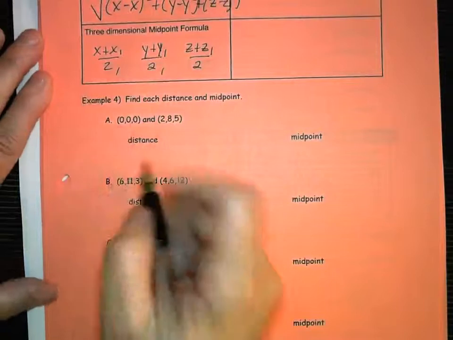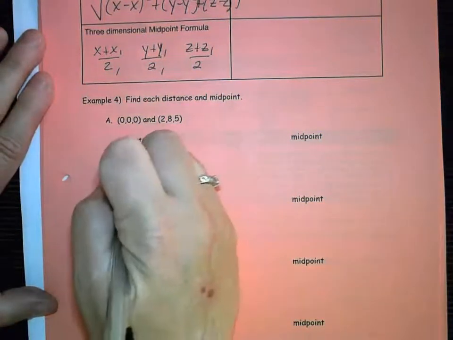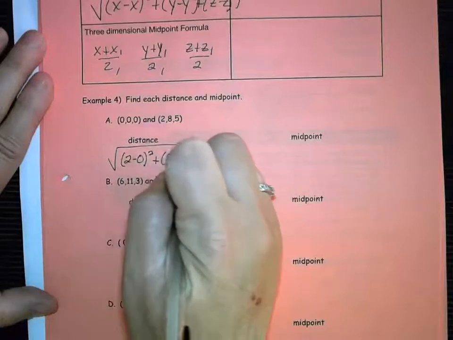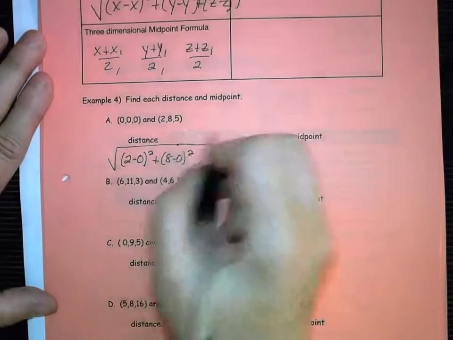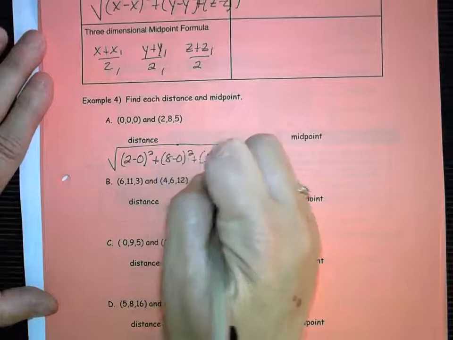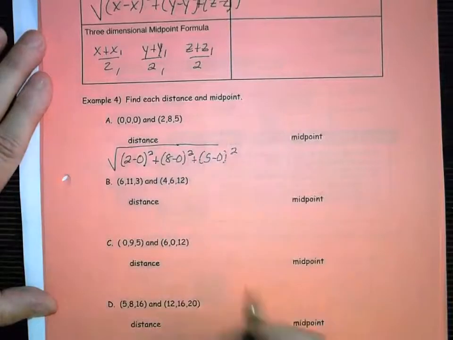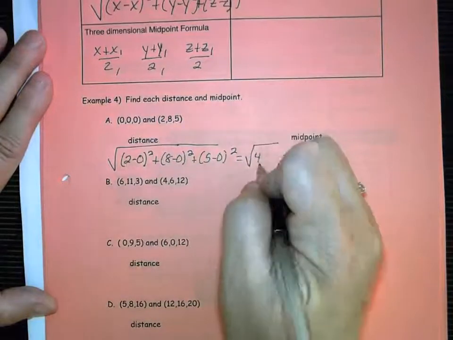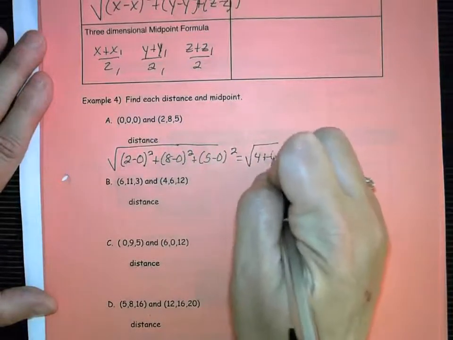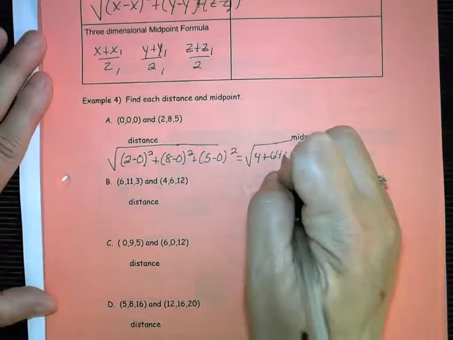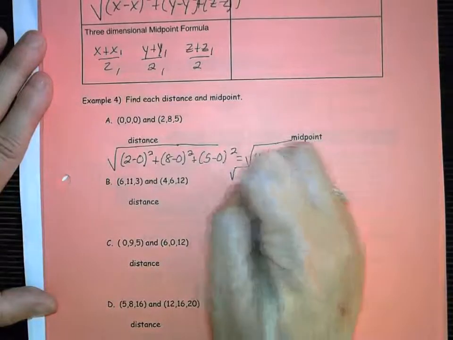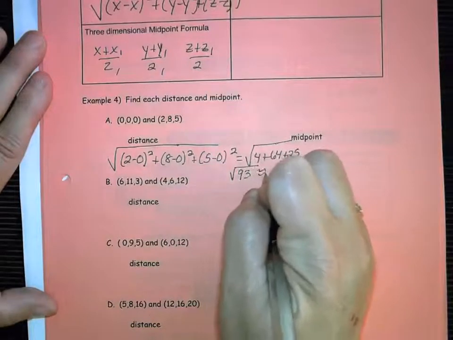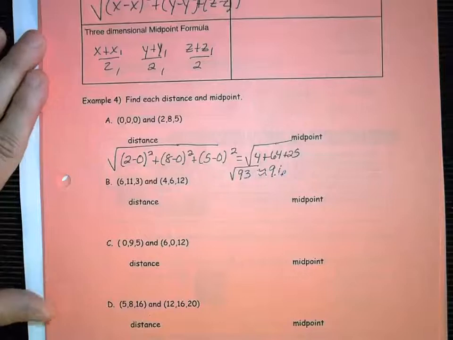So first one, to find the distance, we will do 2 minus 0 squared plus 8 minus 0 squared plus 5 minus 0 squared. That becomes 2 squared, which is 4, 8 squared, which is 64, and 5 squared, which is 25. So square root of 93, which is right about 9.6.